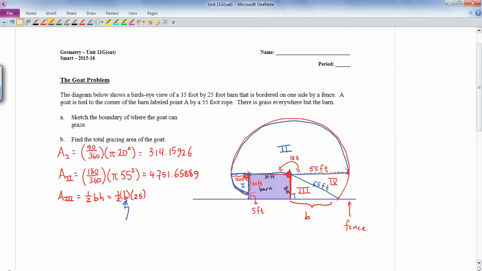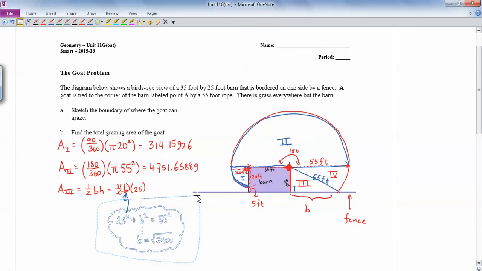Well, it's a right triangle. I know the 25 and I know the 55. So to get the base, I'm going to use Pythag. 25 squared plus b squared equals 55 squared. So let's see, if we work this out a little bit, I could just tell you b squared ends up being 2400, so b will be root 2400. So then I'll bubble this here, we'll put that in the cloud kind of, and then I'll shrink it down a little bit.